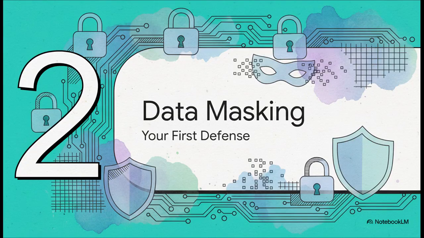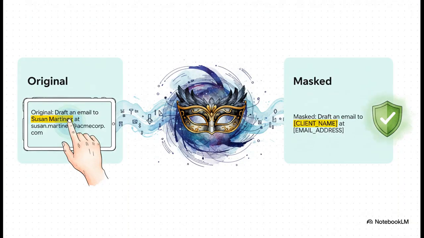Okay, so how do we put that mindset into action? Well, the simplest, most effective place to start is with a technique called data masking. Honestly, this should be your go-to move, your first line of defense every single day. Let's look at a super common example. Instead of typing a real person's name and their actual email into the prompt, you just swap them out with generic placeholders, something like client name and email address. The AI still totally gets the task. It knows to draft an email, but it never sees the actual private info.